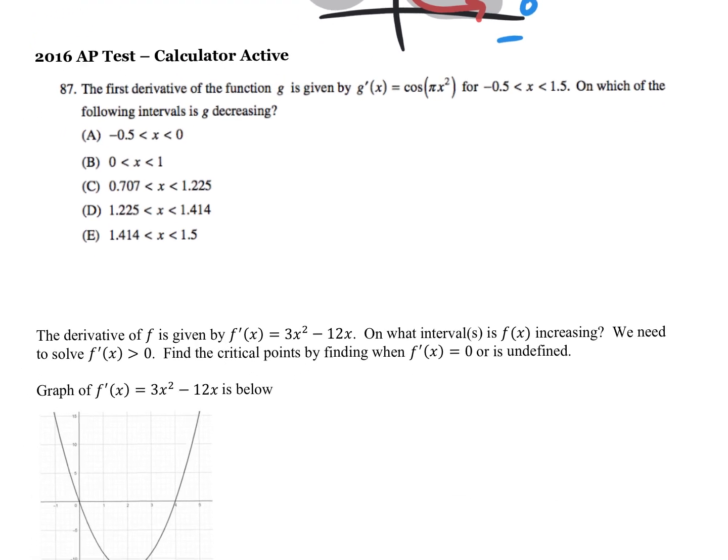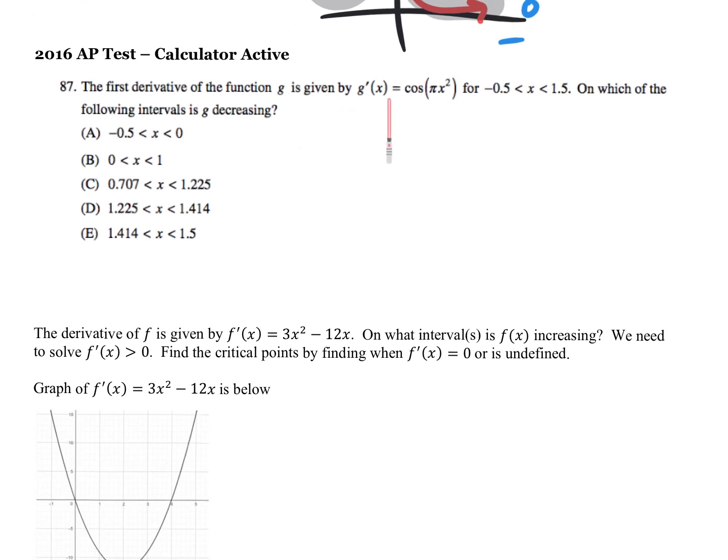Okay, let's try this next one with a calculator. It says the derivative of g is given. Again, they gave us g prime, and they said note my window. And it says, where is g decreasing? So before I do anything, I'd say a function is decreasing if it has negative slope. So let's look at that slope graph because they gave us slope. I'm going to go back to my y equals and enter cosine of pi x squared. And I'm going to change my window because they told us to. Instead of my x-min of negative 10, I'm going to go negative 0.5 to 1.5.